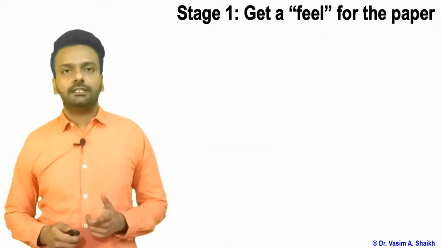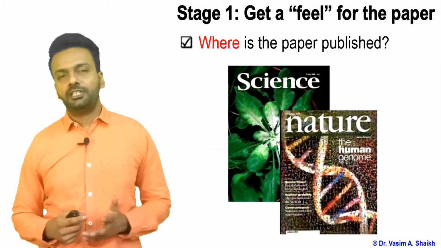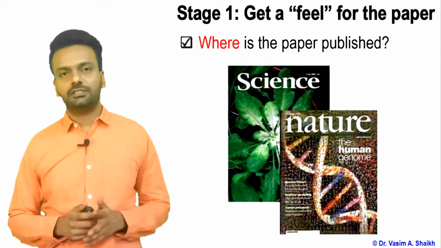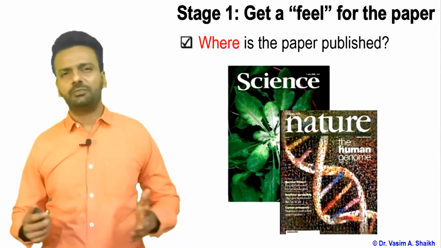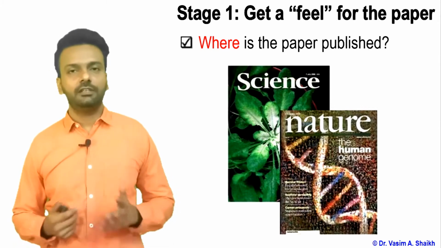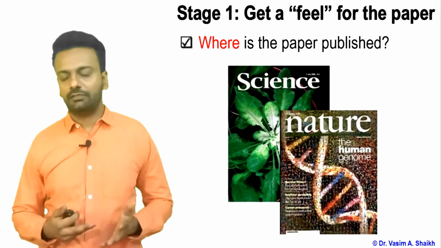Then let us go to the next thing: where the paper is published. Even in stage 1, you need to see which is the journal. Nowadays there are so many journals that it becomes very difficult to think which journal is right and which is wrong.